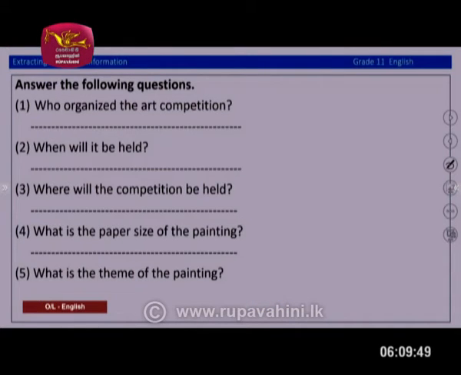When, the question word when, the answer should be definitely related to a time or a date or a day or a month or year. So, the answer should be related to time.